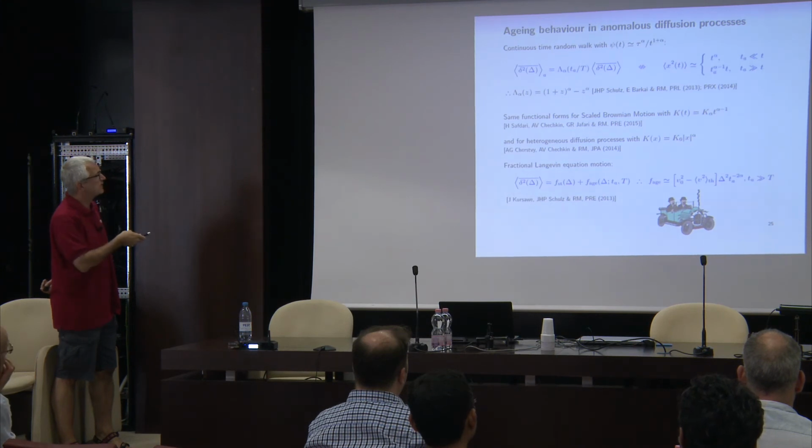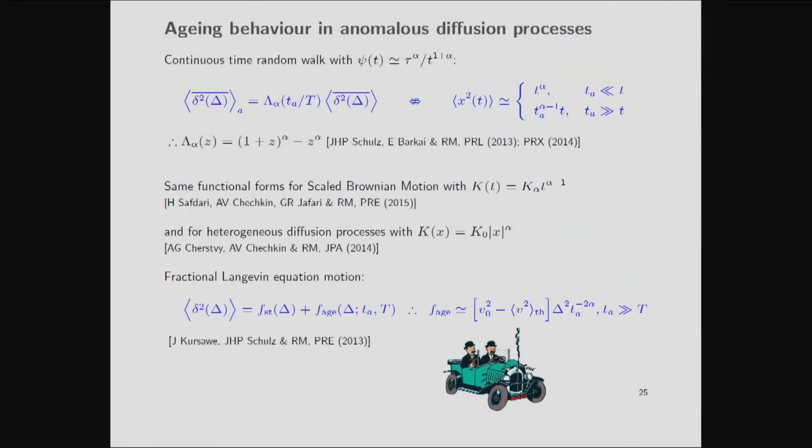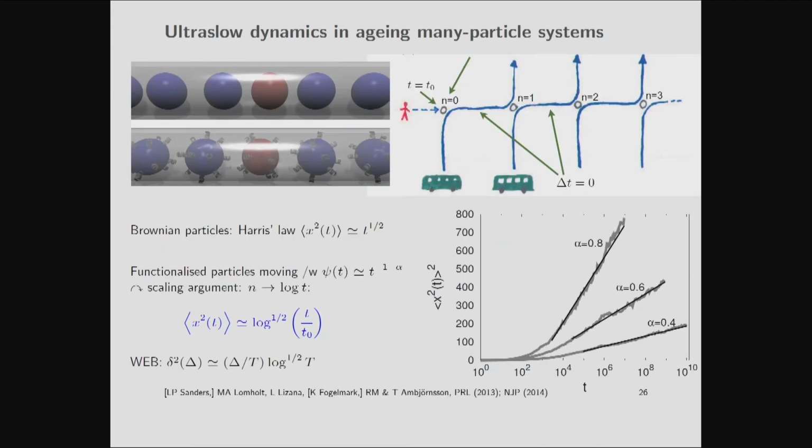Probably I skipped this very quickly. You see that the 2 systems I just introduced, when it's time-dependent or space-dependent diffusivity, you get actually the same functional form for the aging dependence. Now, for the last few minutes, I want to come a little bit towards extreme values as well.